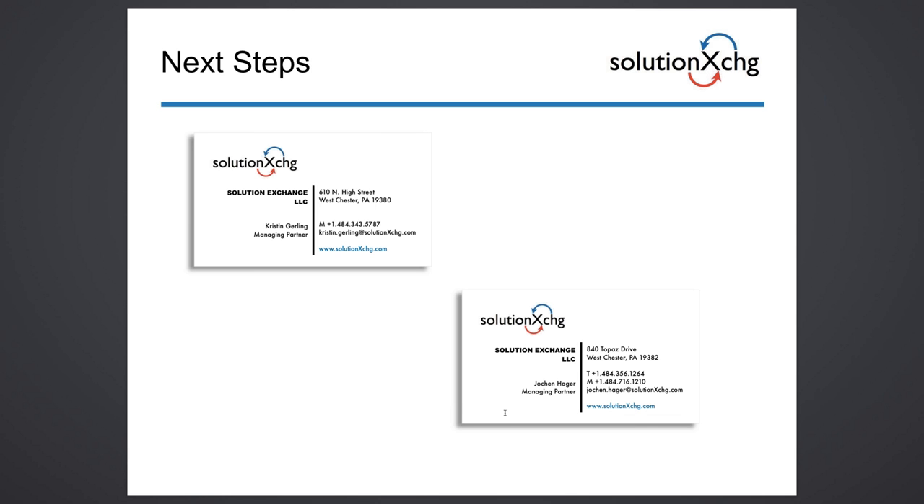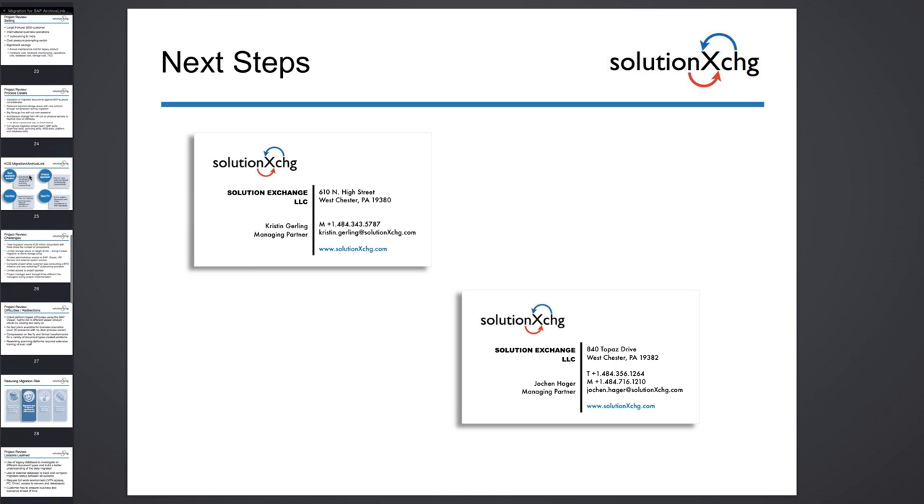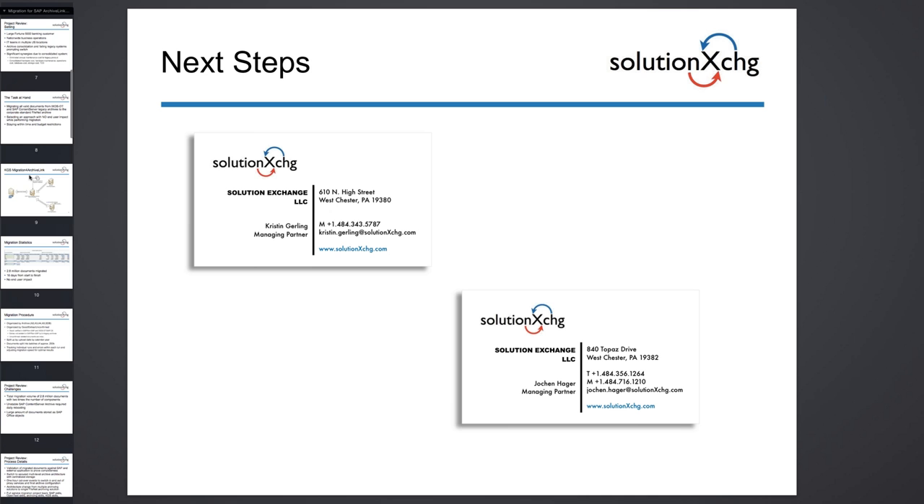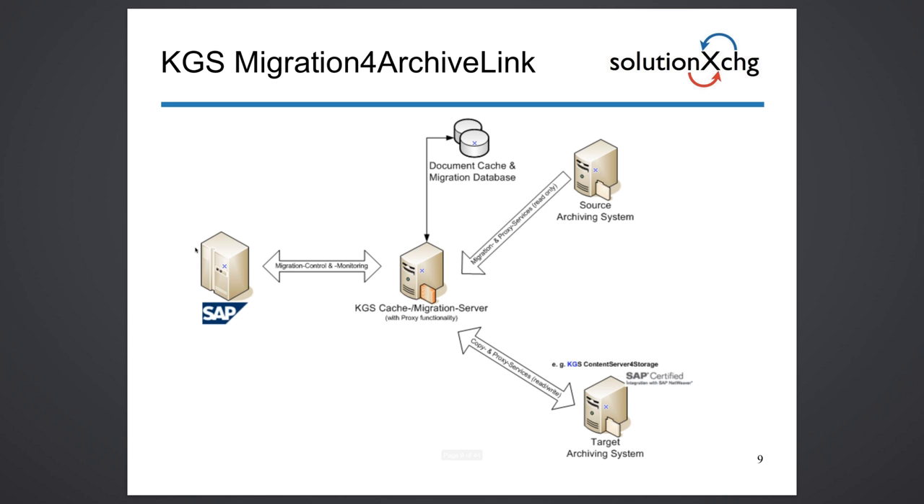One gentleman asked if you could explain what you call the proxy functionality again. Yes, the proxy functionality refers to the migration server sitting in between the SAP system and your legacy system as well as your target system. So the proxy functionality here seamlessly brokers requests from SAP and finds out whether a document is already migrated or is still on the source system. Depending where the document is, the proxy pulls it from the correct server and feeds it to SAP.